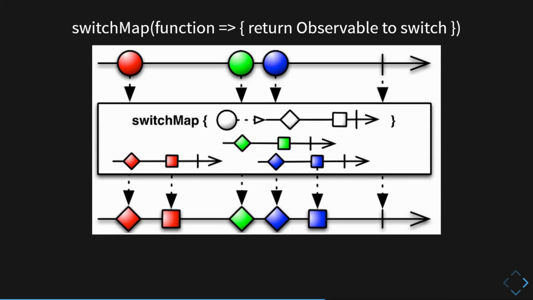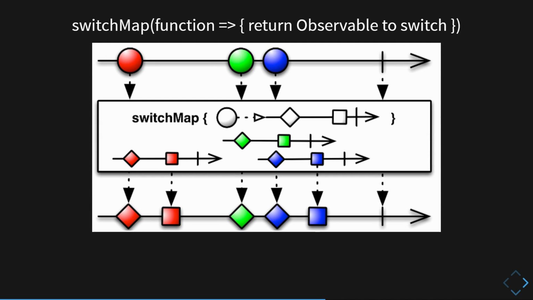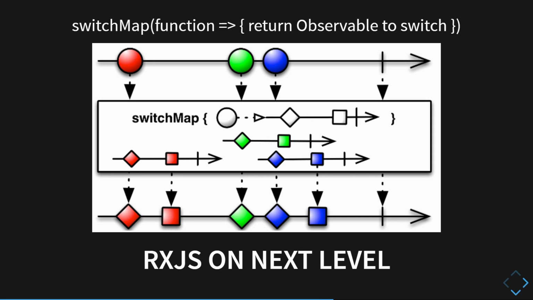And then we have something called switchMap, which allows you to switch from one observable to another, from a timer to a HTTP call, and so forth. But this is RxJS on a new level, and I'm not going to cover this in this video.